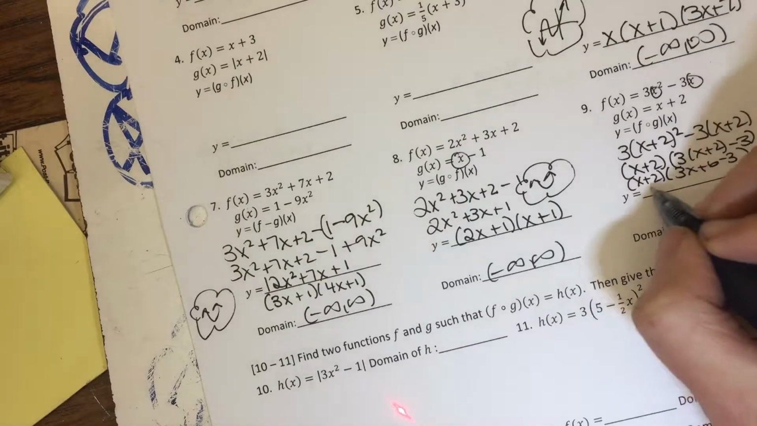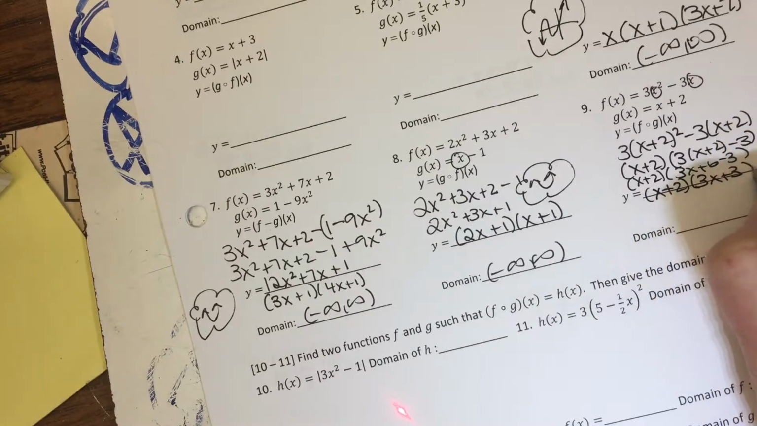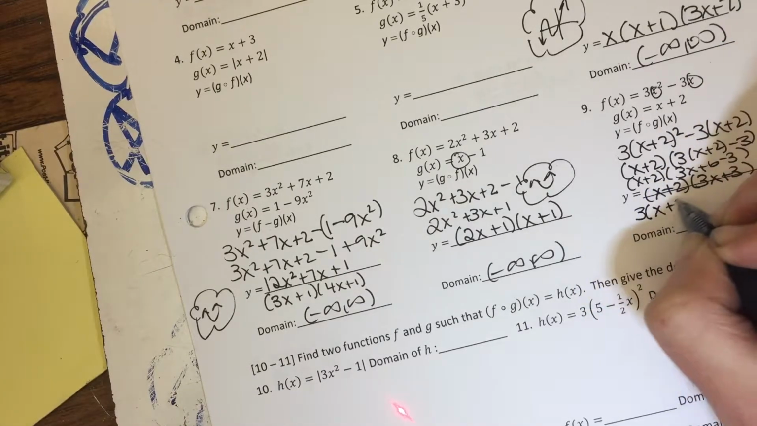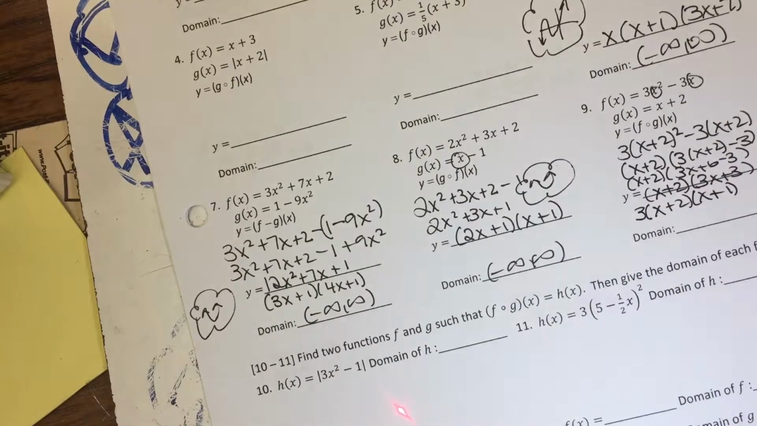When I subtract, I get x plus 2 times 3x plus 3. But you can actually factor that 3 out. So on my other answer key, you'll see it say x plus 2 times x plus 1. So I divided that by 3 and put it on the outside. Again, it's a quadratic.